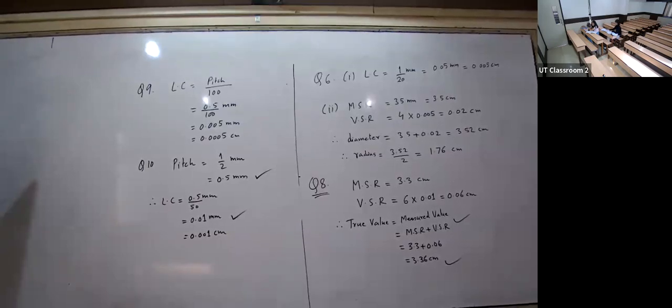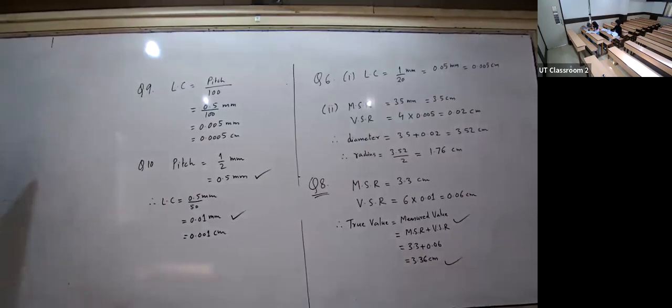So what is the reading? CSR will be 27 into LC. What is the LC? 0.01 centimeter. So 27 into 0.01 centimeter is equal to 0.027 centimeter. So the diameter is equal to MSR plus CSR, 0.1 plus 0.027, which is equal to 0.127. Right.